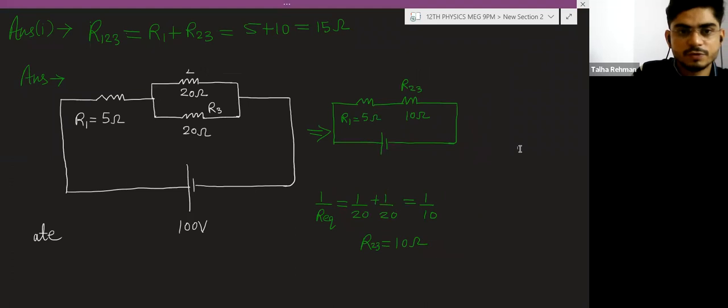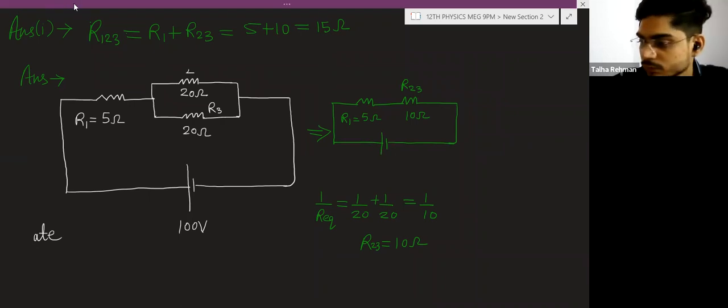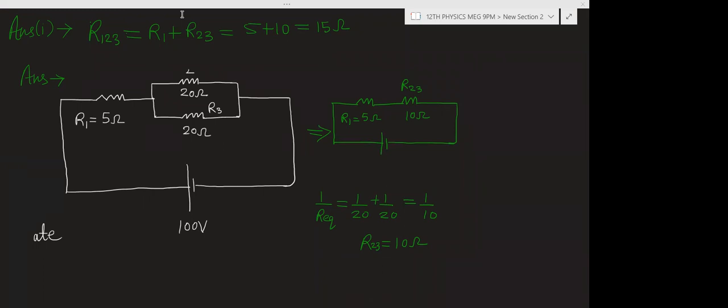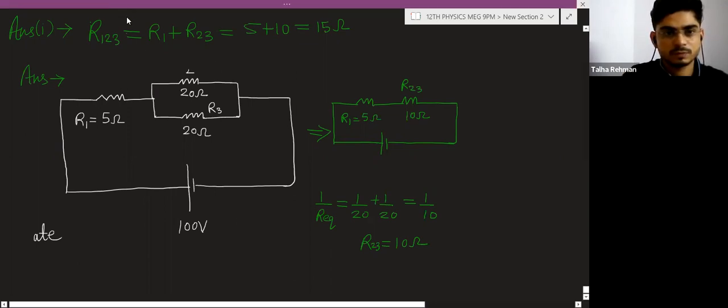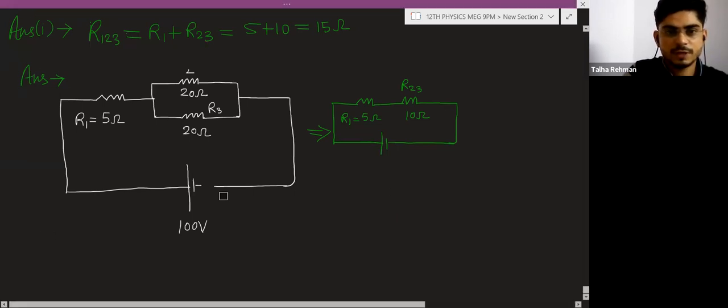Now look here very carefully this time. This thing is very easy, but this thing is a little bit complex for you. So now see here. We know all these things, we have just calculated. So the 100 volt battery is there.